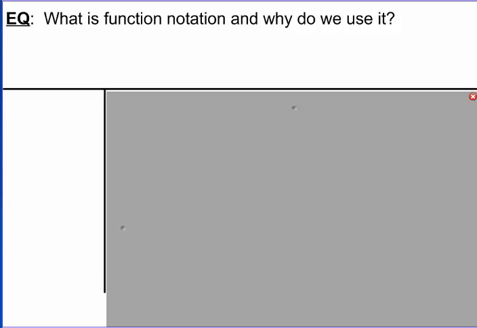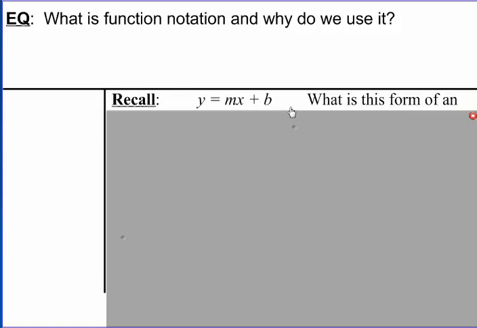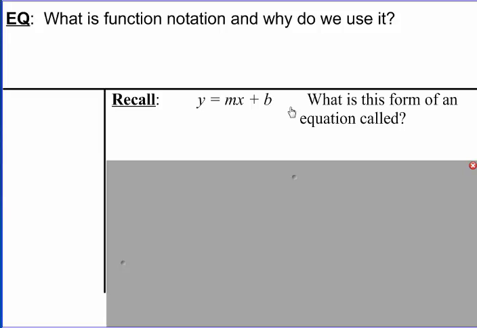Okay, video 20, function notation. So our essential question: what is function notation and why do we use it? Recall from our previous video, y equals mx plus b. What is this form of an equation called?